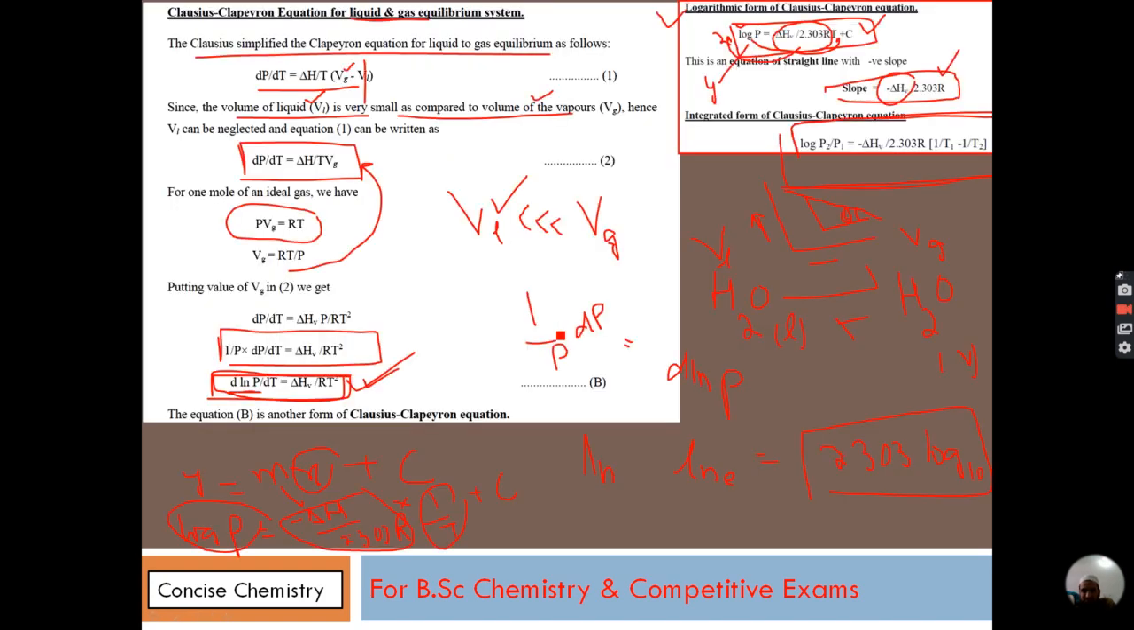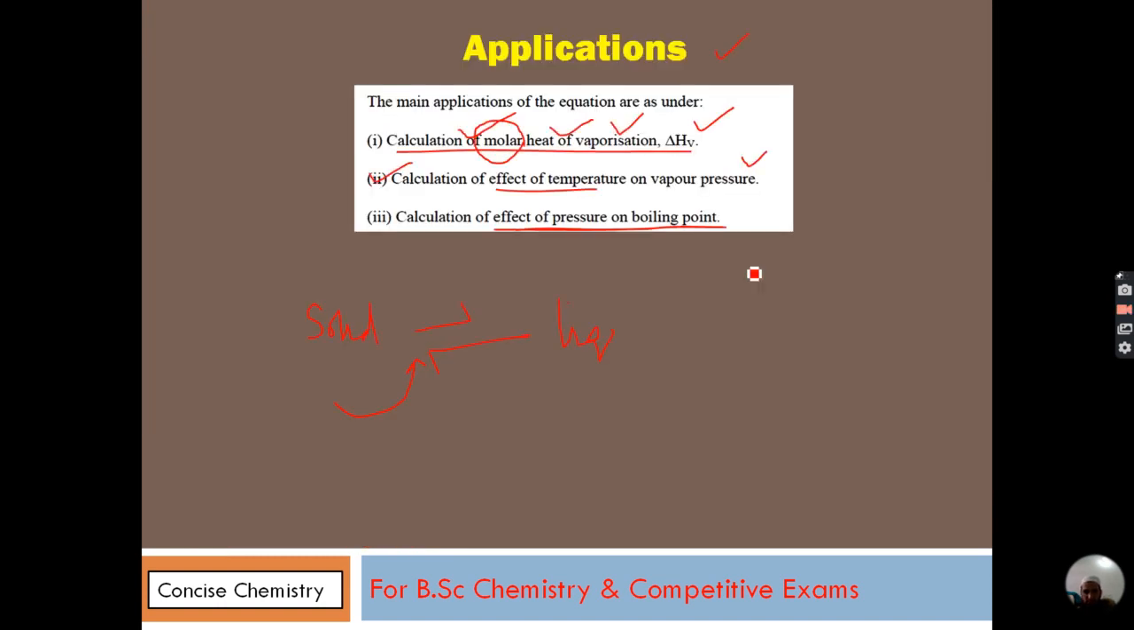Look, our relationship is this one. Let me write this. So you have log of P is equivalent to minus delta H divided by 2.303 R, and this is 1 upon T, plus constant. Since this is constant, we keep it as it is for now.